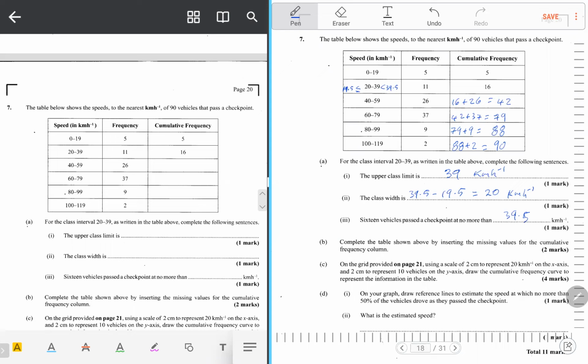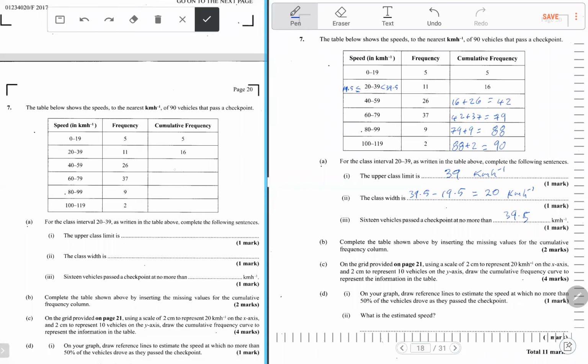Then it says now, on the grid provided, let's put them over here because we're going to need the values for the table. So it is 42, 79, 88, and then 90. And what we're going to need are the upper boundary values. Let's put them in here.